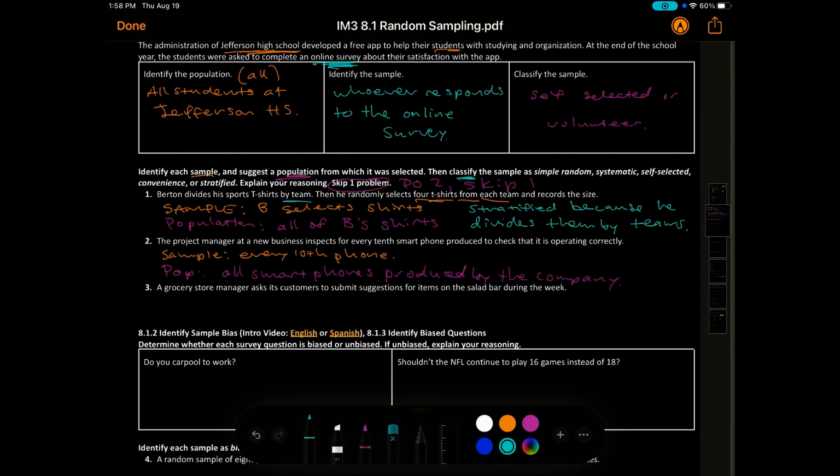Okay, how would we classify this one? Well, he has some kind of system. The project manager is only selecting every 10th. So we can say systematic, because there is a pattern or interval in place, a system.